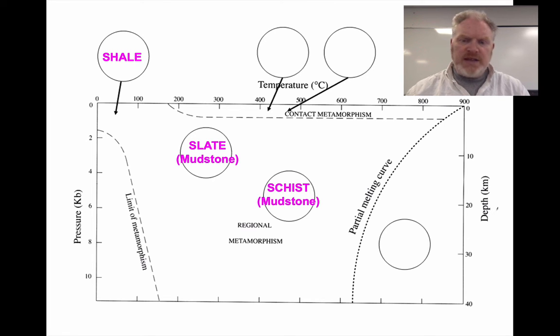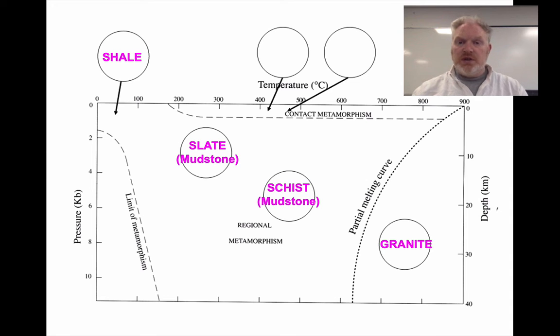Now, if we keep on heating that schist until eventually it'll start to melt, what we'll actually see is the formation of a granite, which is an igneous rock, so must be to the right there of the partial melting curve.